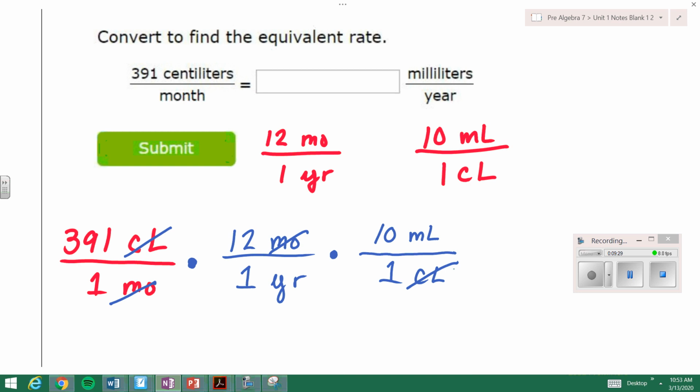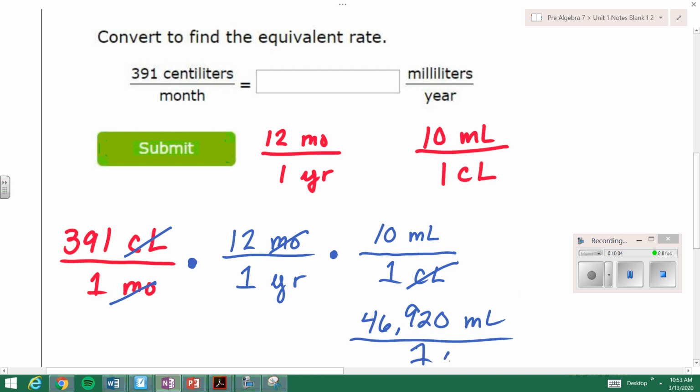Go ahead and throw that through the calculator. What happened to my calculator? I kid you not, my calculator stopped working. I'm going to have to get a new one. Okay, interesting. YouTube pop-up. So I'm going to have to go 391 times 12, which is 4,692, but then that being multiplied by 10 across the top creates that large number that I was talking about. 46,920. What unit? It is going to be milliliters for every, what is the unit on the bottom? 1 year. I am doing what the problem has asked, and I have made the appropriate conversion.